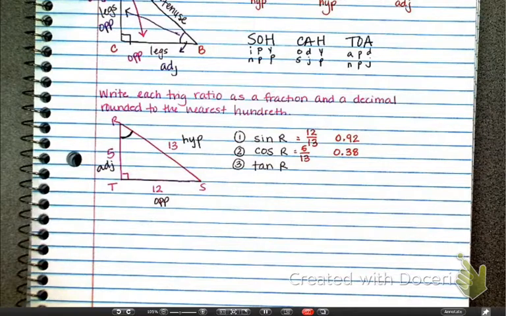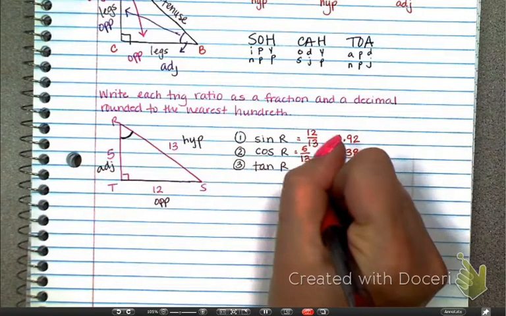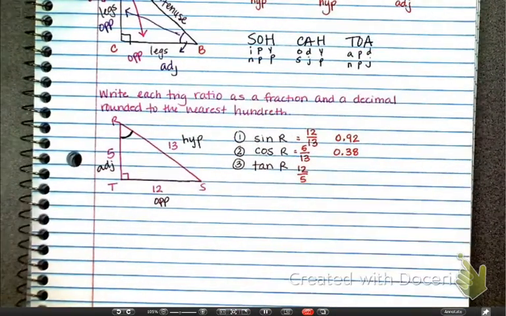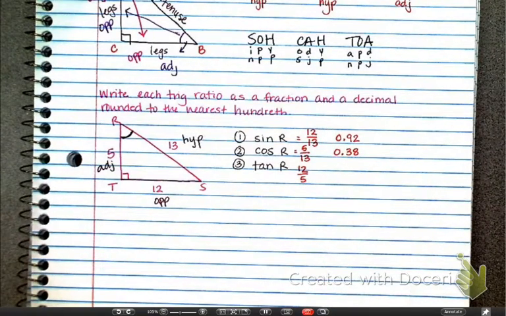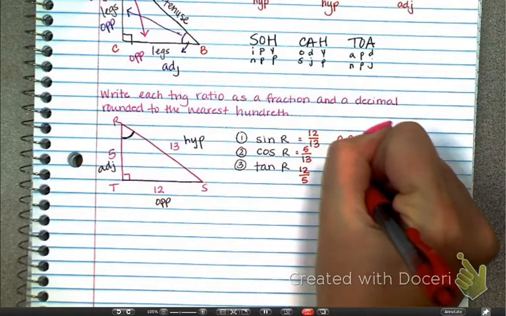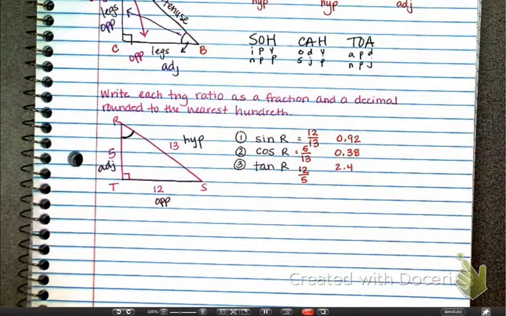What two pieces of information do I need for tangent? The opposite, which is 12, over the adjacent, which is 5. Can I reduce this ratio? No. You can make it a proper fraction or a mixed number, but you don't need to do that. We're leaving it as an improper fraction, but if you can reduce it and simplify it, you need to. What do you get when you divide 5 into 12? 2.4. Questions on any of that? Okay, I'm going to give you another one.